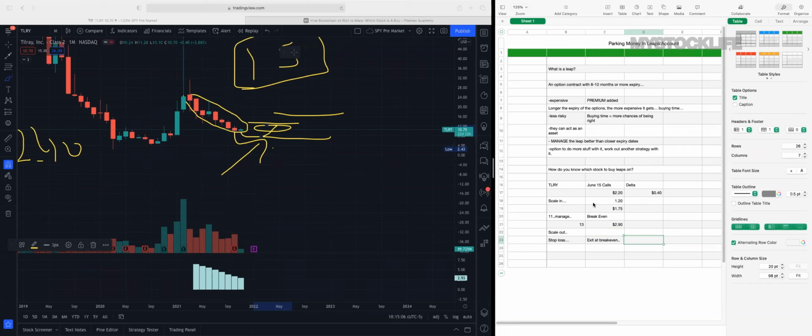So here's where the managing comes in, right? Because we had more time, more chances that we're going to be right on this trade. And this trade I'm going to manage live in front of you guys. I'm already in the trade. Currently, I think it's down a little bit, but on Friday we had a little pop, so it looks great. So let's see what comes in. What's the next strategy that you can do with the leap?